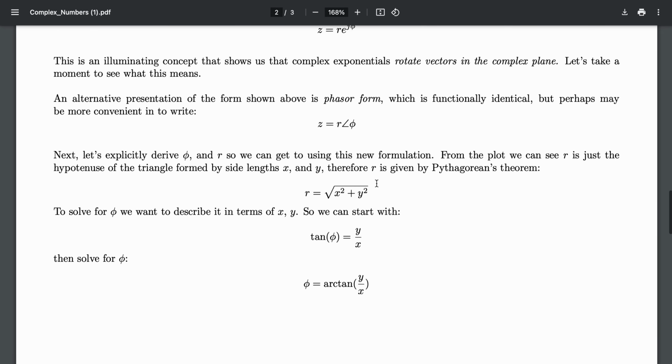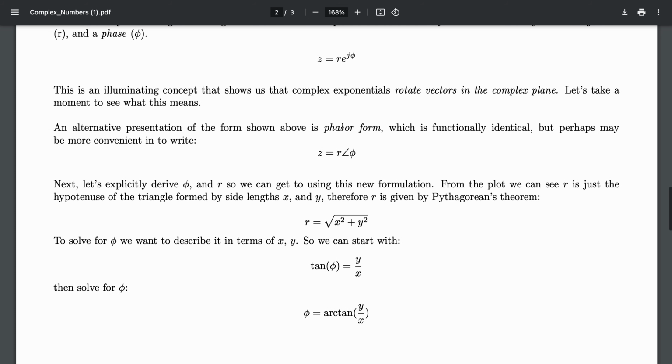So I'll make a quick note that an alternative presentation of this same thing is the phasor form, where you have your magnitude r, and then an angle bracket with your angle. Functionally, these two forms are completely identical, but a lot of times you'll see this in engineering classes to represent your signals. So that's just another form, but functionally, they're exactly the same thing.